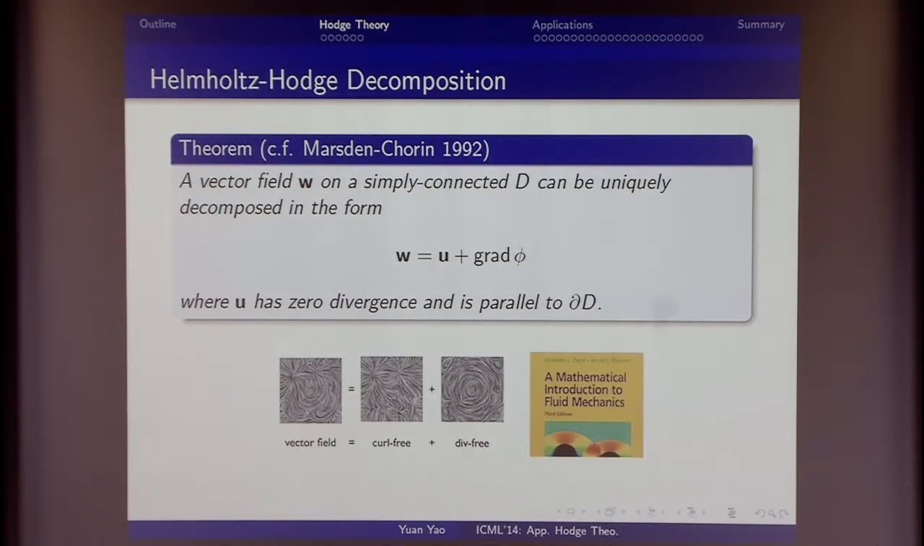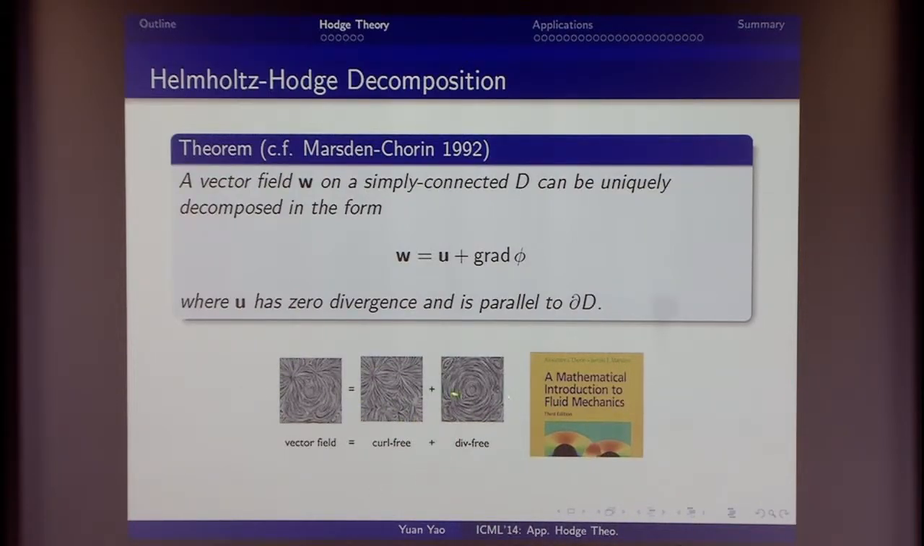And you might remember in your multivariate calculus course a theorem like this. This is called the Helmholtz decomposition. It means that given any vector field on a simply connected domain D, it can be uniquely decomposed in this form. The first one is called divergence-free flow. Basically, it's a kind of cyclic flow or cyclic vector field. The second is called a gradient field, which basically starts from somewhere and ends somewhere. So this looks like a potential gradient.